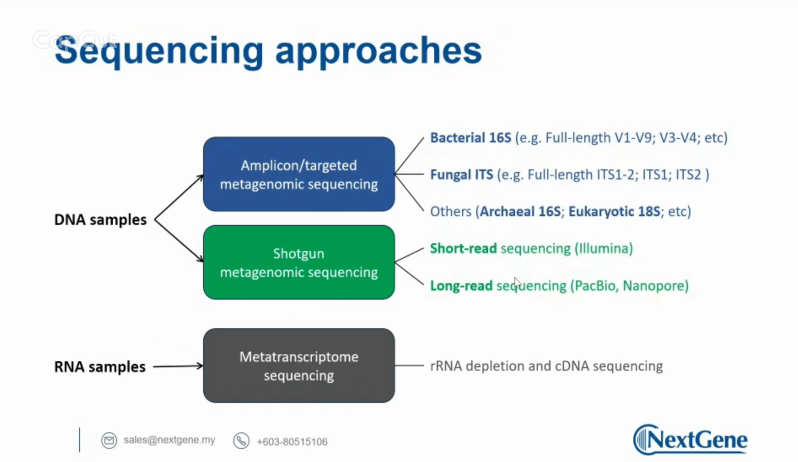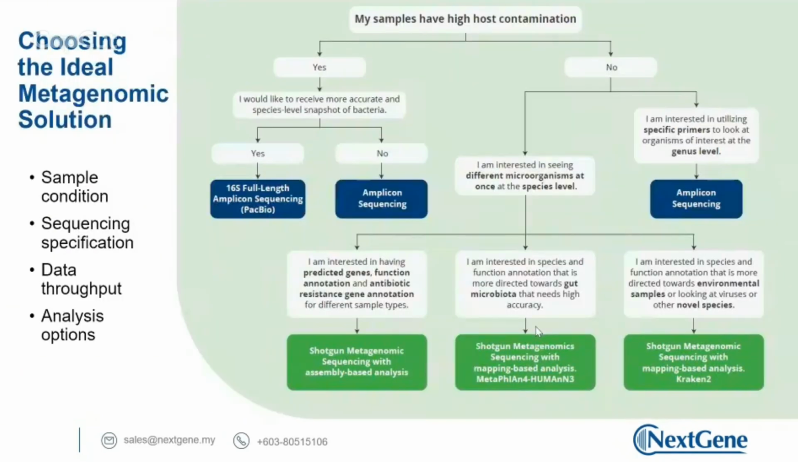So for shotgun, most of the time we are looking into either short reads or long reads. Short reads could use the Illumina platforms, and long reads could use the PacBio or nanopore platforms. So actually, this is a very important step before we start any metagenomic project. To design a proper experiment, these are some suggestions in choosing the right applications for the projects.